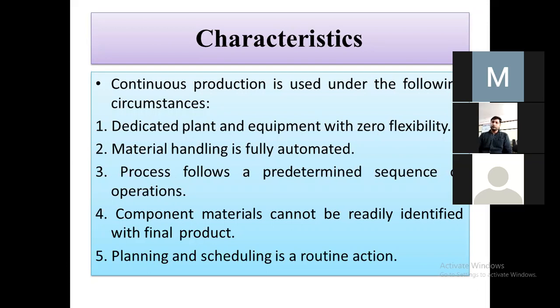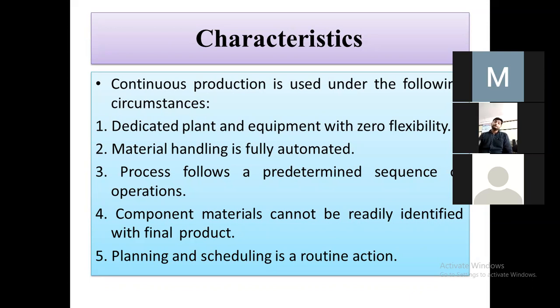Continuous production is used under the following circumstances. The first one is dedicated plant and equipment with zero flexibility. Here, all flexibility is consumed by continuous production. Which type of production system is more flexible? The one where we are using general purpose machines. In job shop production, we use general purpose machines, where you get more flexibility to produce different or high variety components.